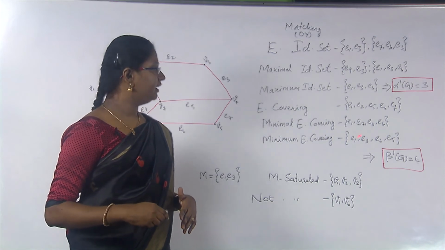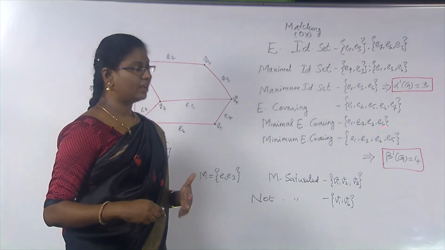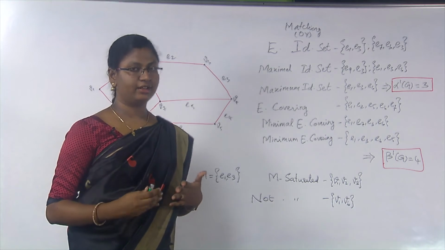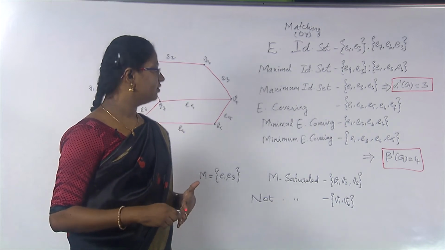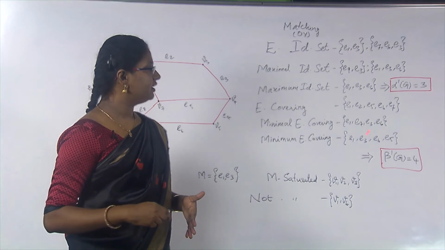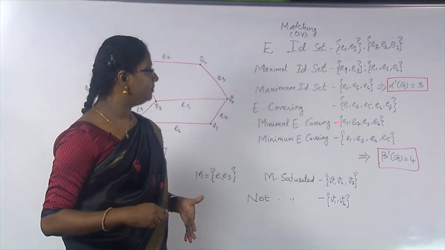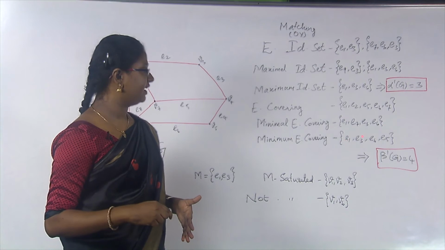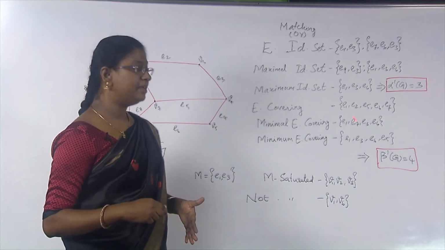When we speak about minimum covering, we are interested in finding the cardinality. The cardinality here is 4. As I told already, it should have exactly 4 edges. So, beta dashed of G is equal to 4. So, you can see here this is also a minimum covering set, and this is also a minimal covering set.